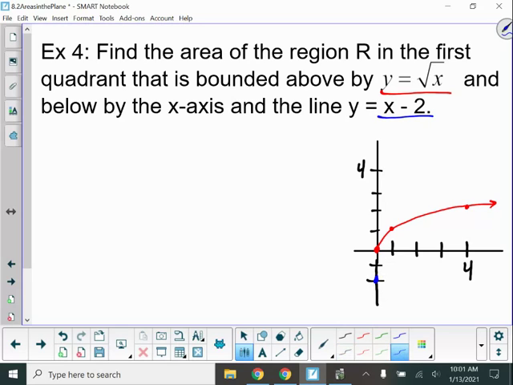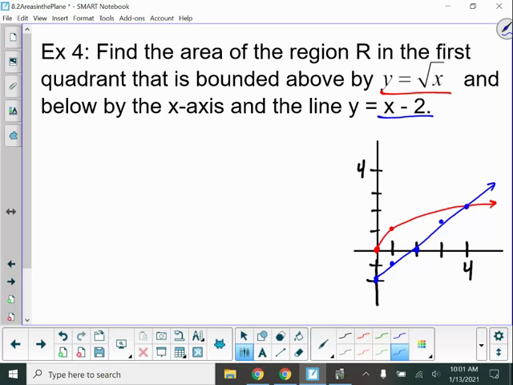Notice the curves don't intersect yet. At 1, I'm at negative 1. At 2, I'm at 0. At 3, I'm at 1. And then at 4, I am up at 2. I know that's not perfect, but that's going to be the way that we work with this.